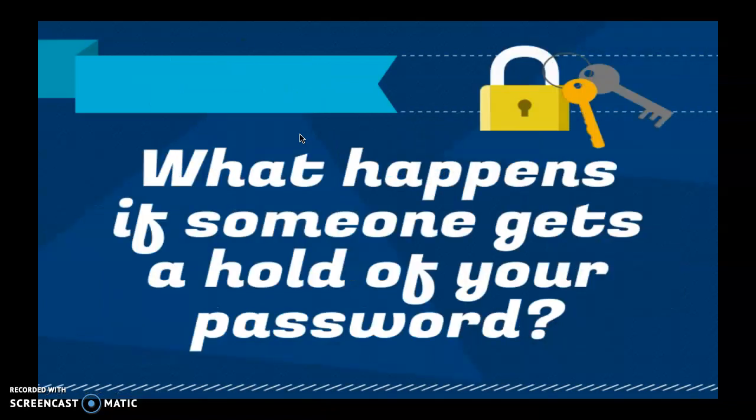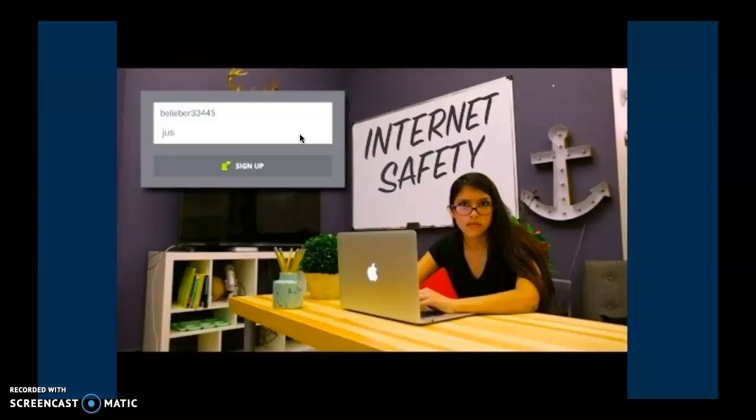A question we would ask our kids is, what happens if someone gets a hold of your password? We would ask them to come up with different answers, and we would try to guide them to understand that people getting a hold of their password means they get some of their private information, but also they can post things on social media, and it makes it look like it's coming from them when it really isn't. We want to let them figure that out themselves, but we are going to ask them that question.